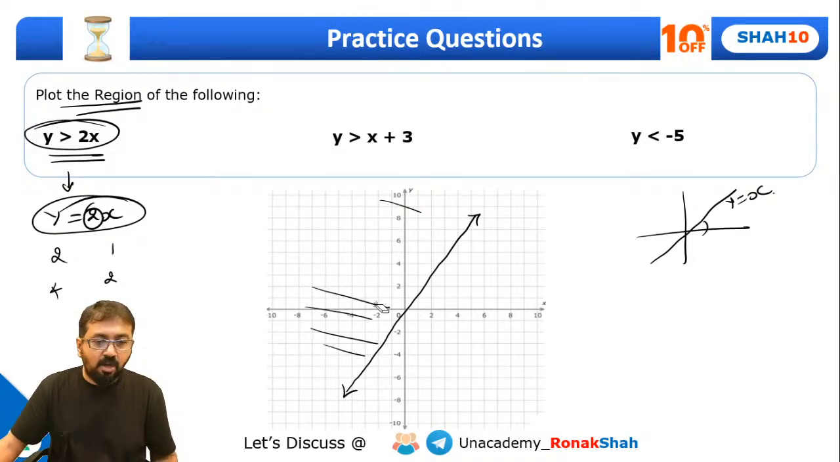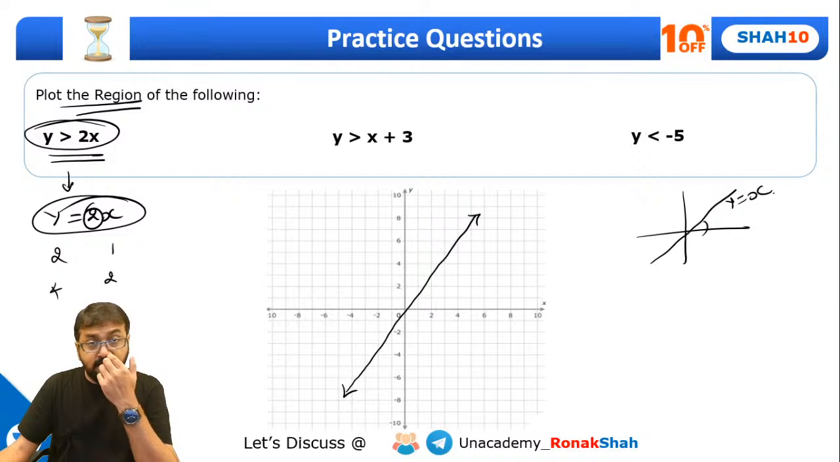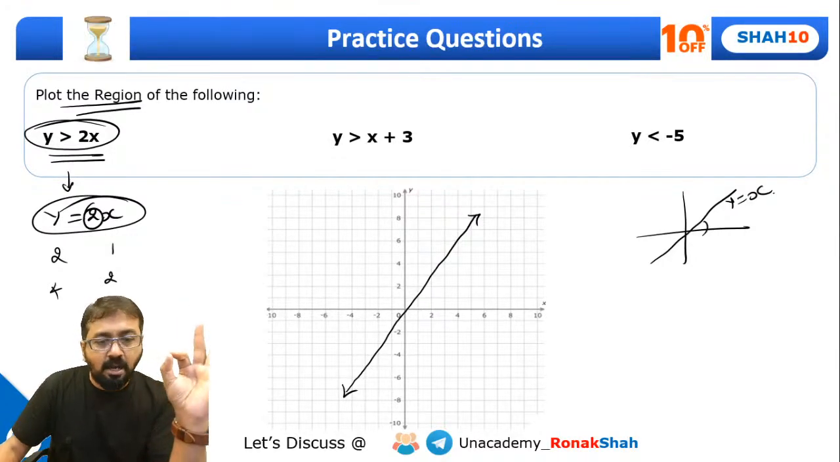Now the question is, how did I come to know that this is the region? Why not this region? What you do is just take a point. Suppose I am taking this point. What are the coordinates of this point?